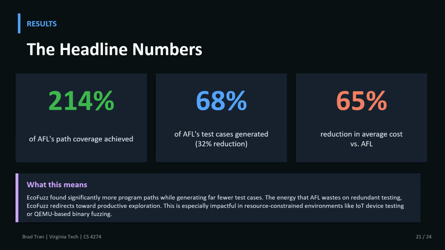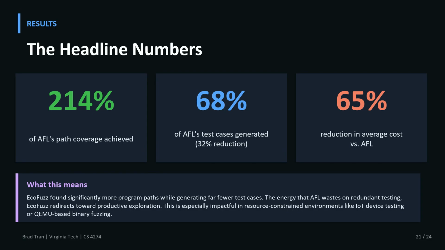So here are the headline results compared to vanilla AFL. EcoFuzz achieved 214% of AFL's path coverage, more than double, while generating only 68% of AFL's test cases. The average cost, meaning execution per new path discovered, dropped by a whopping 65%.